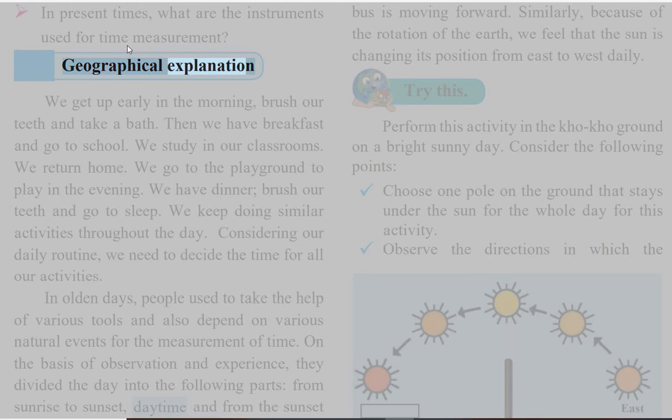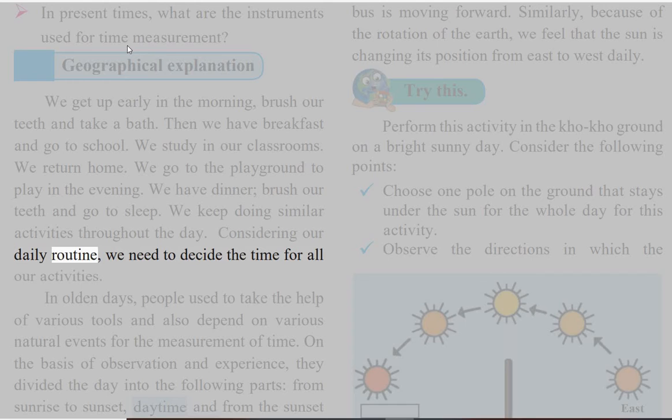Geographical explanation. We get up early in the morning, brush our teeth, and take a bath. Then we have breakfast and go to school. We study in our classrooms. We return home. We go to the playground to play in the evening. We have dinner, brush our teeth, and go to sleep. We keep doing similar activities throughout the day.